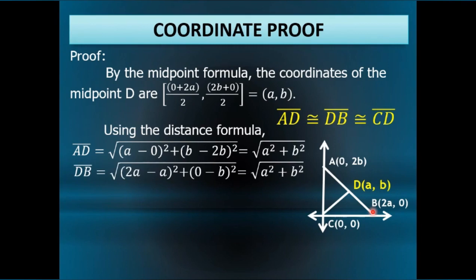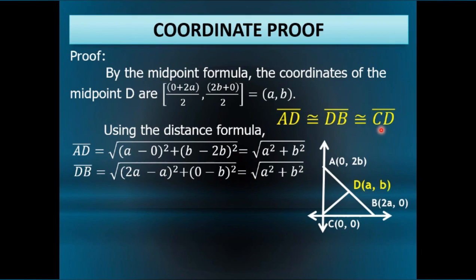Using again the distance formula, we have the square root of (2a minus a) squared plus (0 minus b) squared. So 2a minus a is a, and its square is a squared. 0 minus b is negative b, and negative b times negative b is positive b squared. So we still have the square root of a squared plus b squared.